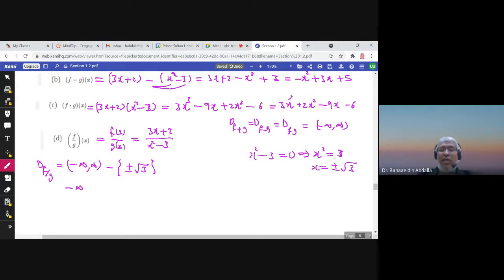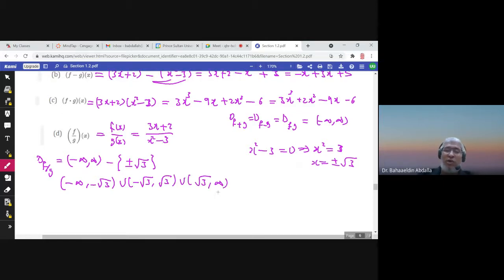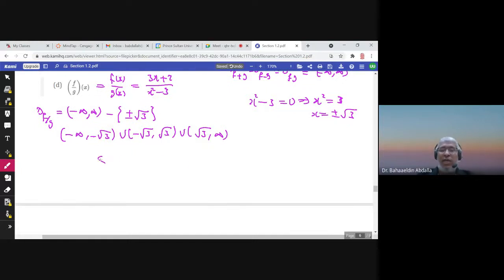We can write it like this: from negative infinity to negative square root of 3, union from negative square root of 3 to square root of 3, union from square root of 3 to infinity, because it consists of all real numbers except negative square root of 3 and square root of 3. So this would be in the domain, this would be in the domain, and this would also be in the domain.